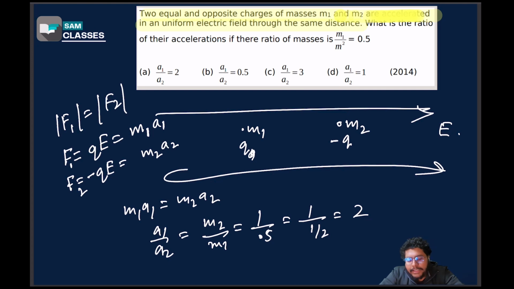Correct. So now let's understand how to solve it in less than 30 seconds. For the 30 seconds, first read the question very fast: equal and opposite charges, masses m1 and m2, accelerating in a uniform electric field through the same distance.